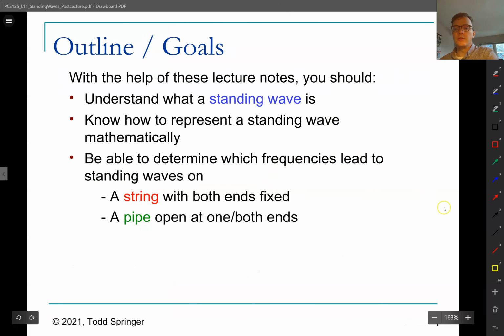Just to remind you, the purpose of this lecture was to talk about what a standing wave is and how to represent it mathematically. And this is what was discussed in the previous part.